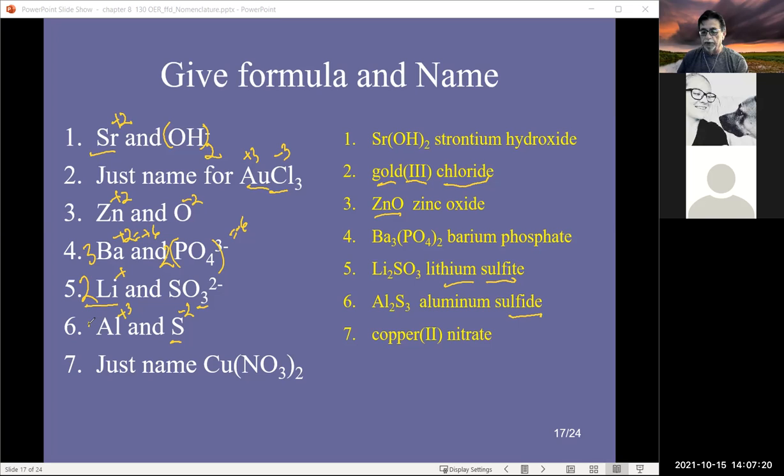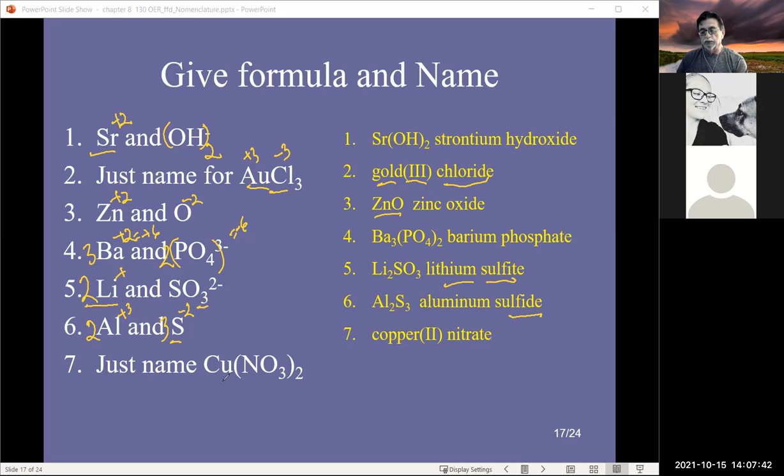We need 2 aluminums and 3 sulfides. Common number 6. Okay, so we need a total of 6 pluses and 6 negatives. And so our formula becomes Al subscript 2, S subscript 3.